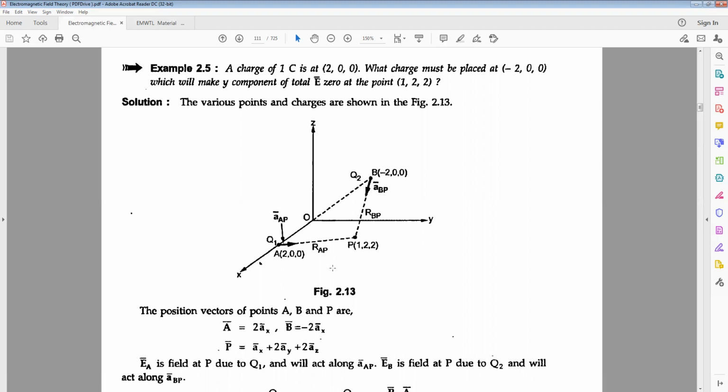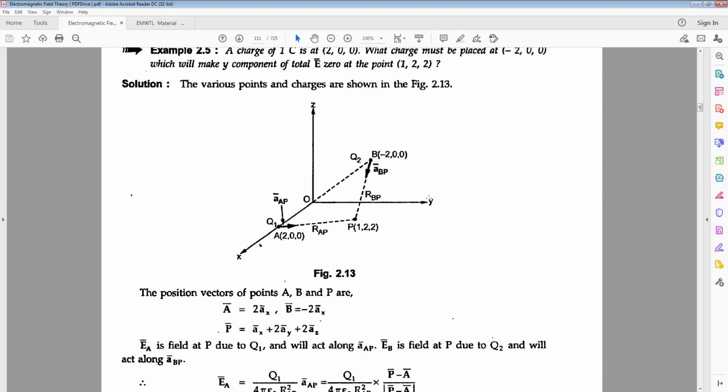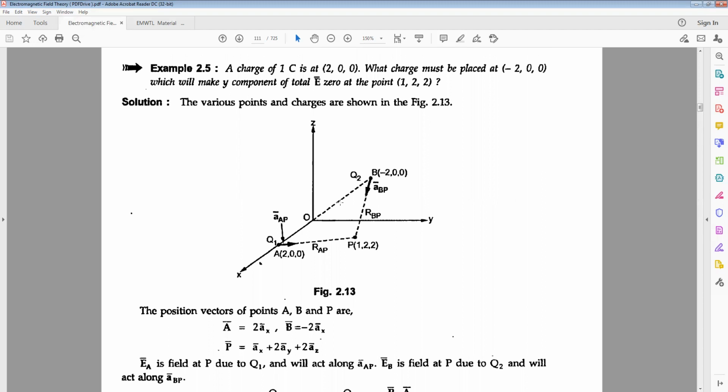Got it, my dear students? So what is the A bar? Now I can find the position vectors of A and B, and R is given at the point where the charge is placed. A charge of 1 coulomb is placed at (2,0,0), and we need to find the charge at the point B, (-2,0,0), and the E bar you have to find at the point P, which is (1,2,2).